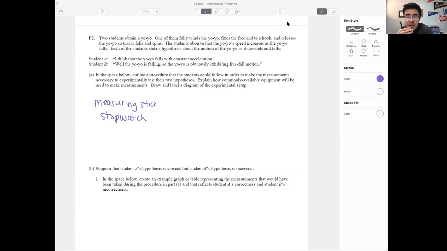Because what are we trying to calculate? We're trying to calculate acceleration, right? Because we want to calculate constant acceleration, right? So how do we calculate constant acceleration? We want to make sure that the velocity is increasing at a constant rate.